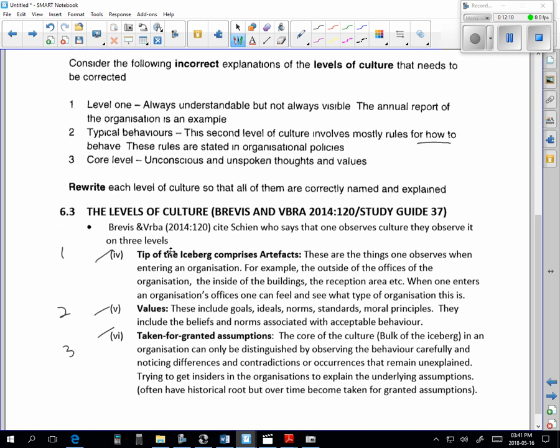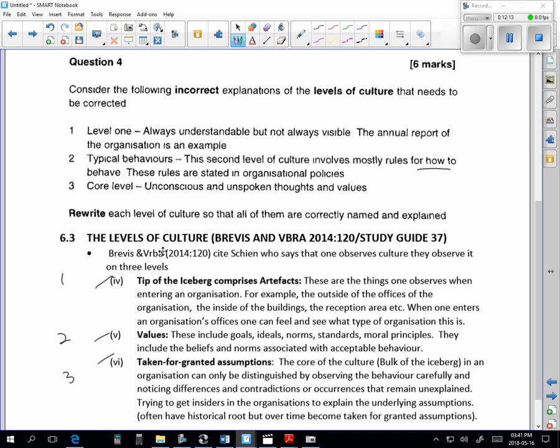All right, so what are they asking us? Consider the following incorrect explanations that need to be corrected. Rewrite each level of culture so they're correctly named. All right, so this one here would be values, maybe. So you just have to rewrite it. So this one's values. This one here, these are the things that one observes. And this one here is number 4.